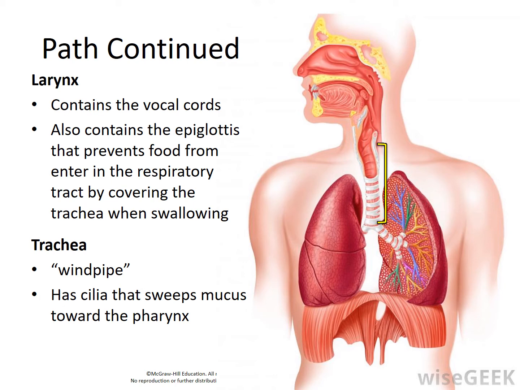So this is the trachea. It's also called the windpipe. And one thing that's kind of neat about the trachea is that it has cilia that sweep mucus back up towards the pharynx. This is something that is called the mucociliary elevator.